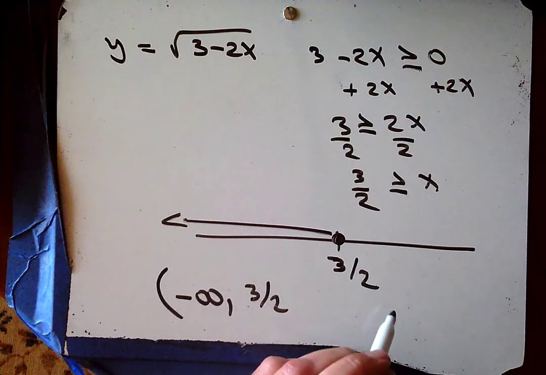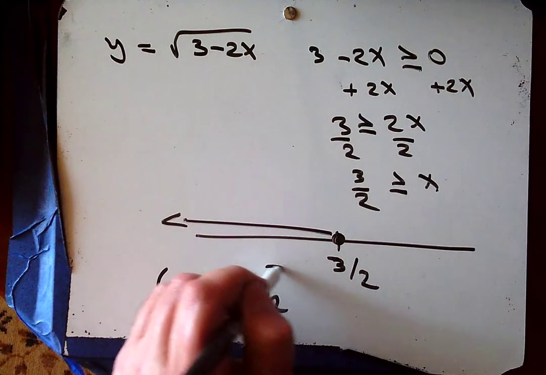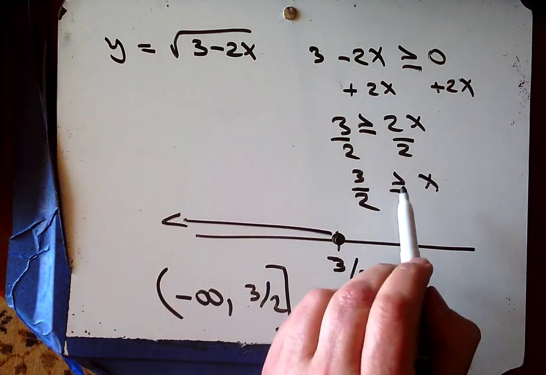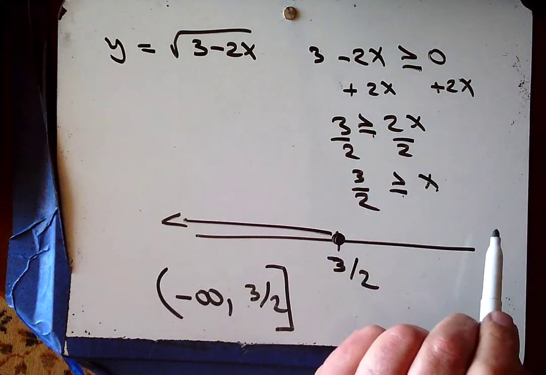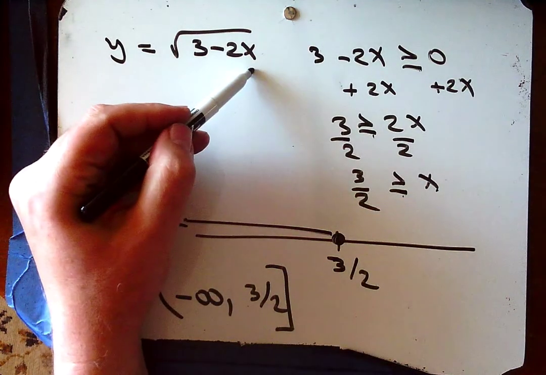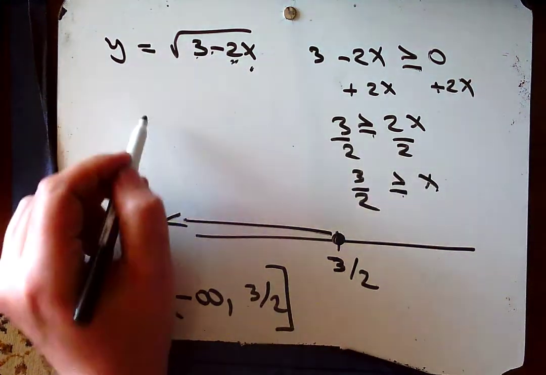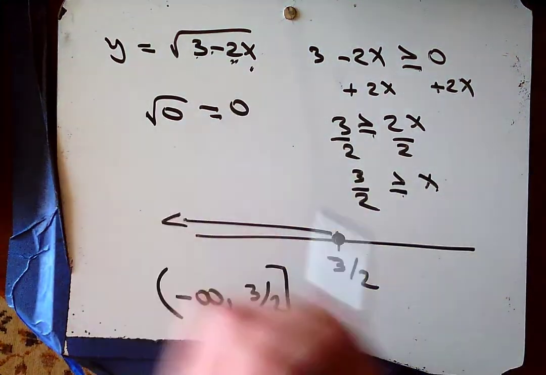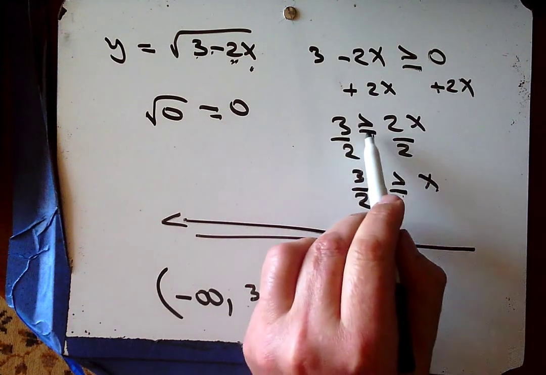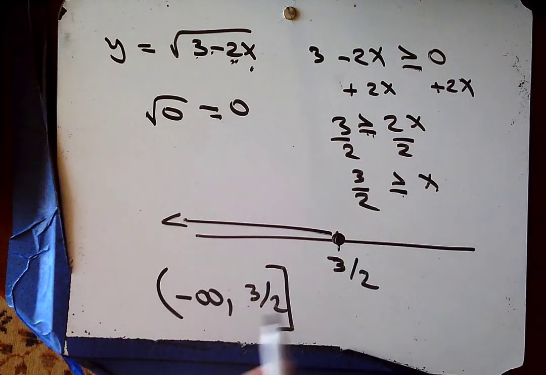And does 3/2 get a bracket or a parenthesis? Bracket, because 3/2 is included because of this equal sign. Okay, if I plug 3/2 in here, 2 times 3/2 is 3. 3 minus 3 is 0. Square root of 0 is 0. Yes, I can do the square root of 0. That's why we can do equal to. That's why this point is included. And that's why that's a bracket.